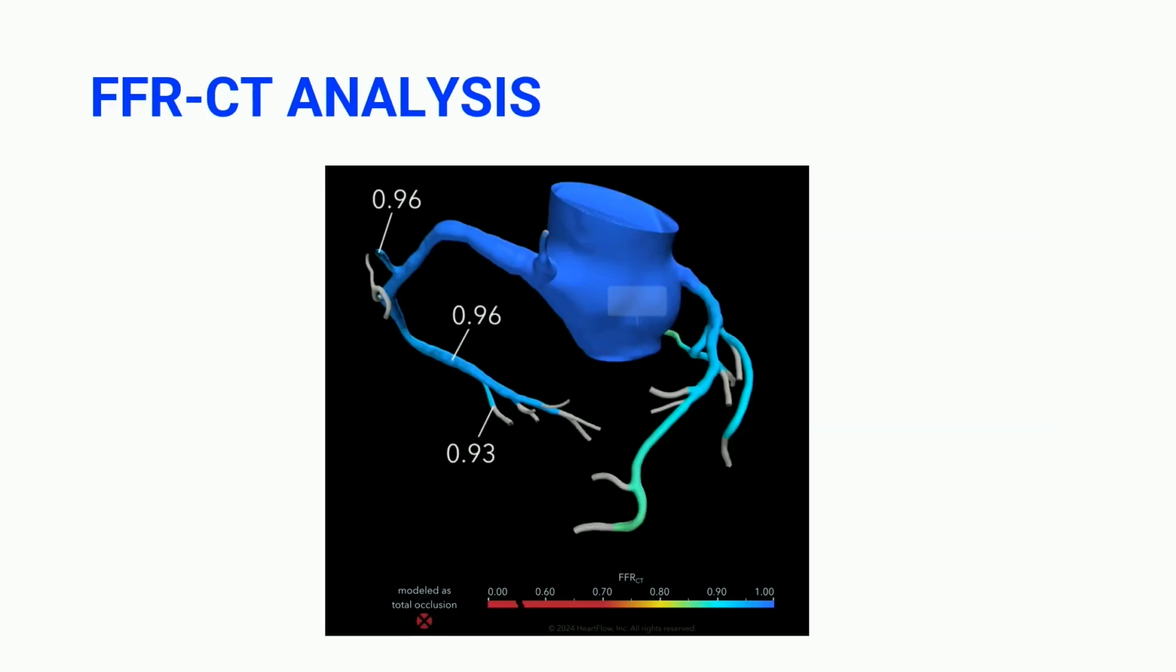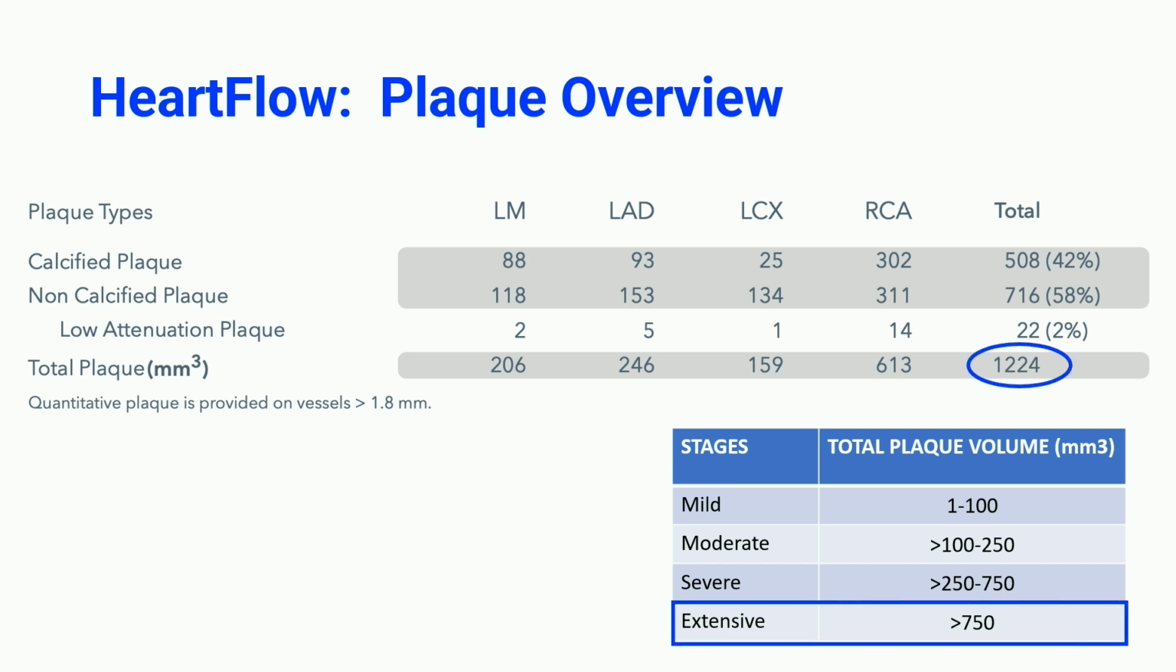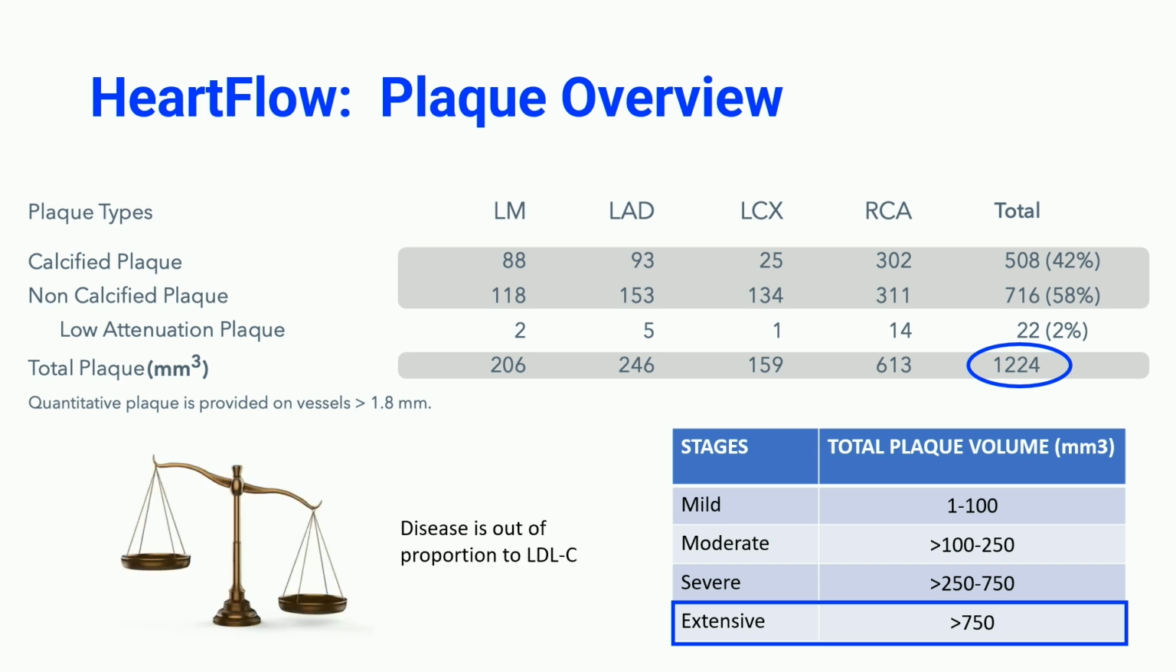FFRCT demonstrates there's no lesion-specific ischemia in this patient despite having a very high burden of disease. So when we look at his plaque analysis, there's lots we can learn from. Number one, his total plaque volume is over 1,200, which in our staging system counts for extensive plaque burden. What you are also going to see, though, is this disease is completely out of proportion to the LDL cholesterol. So is an LDL of 45 okay in this patient?